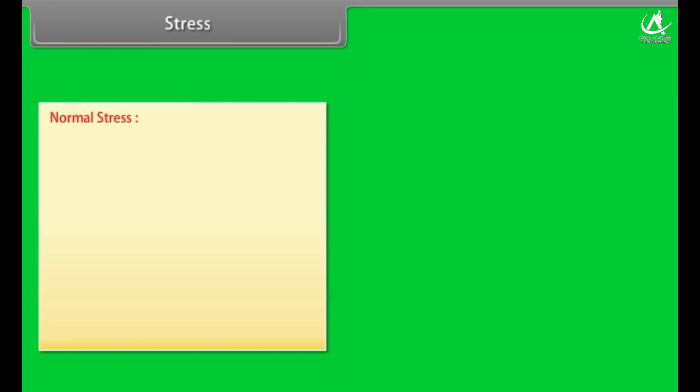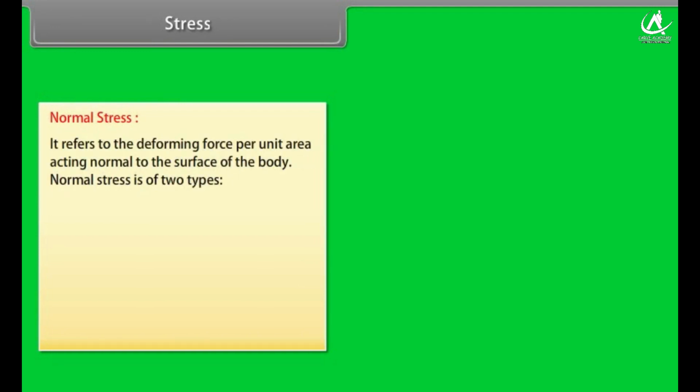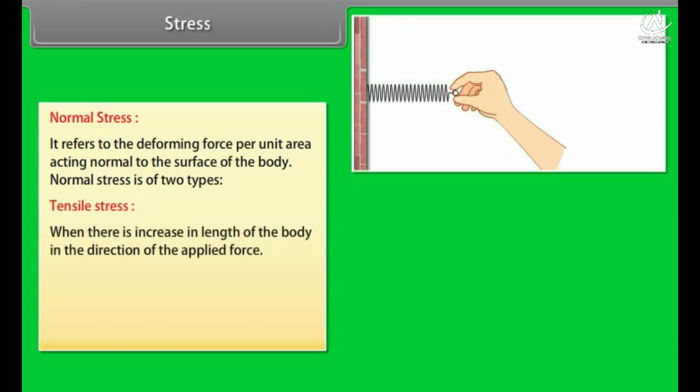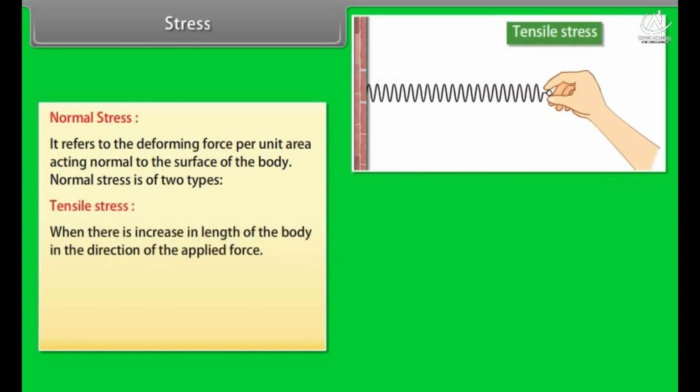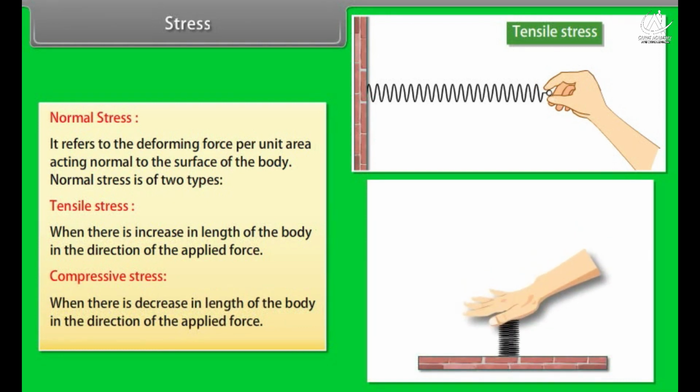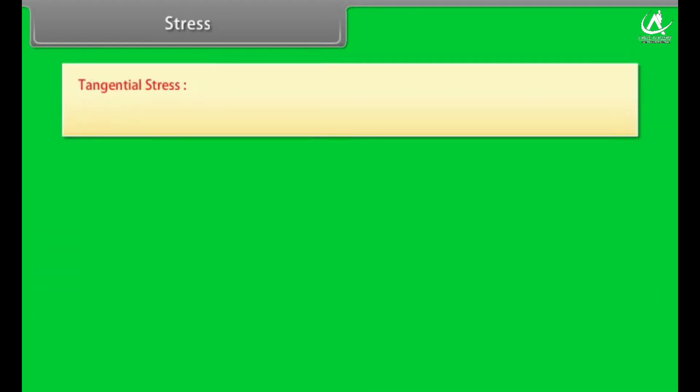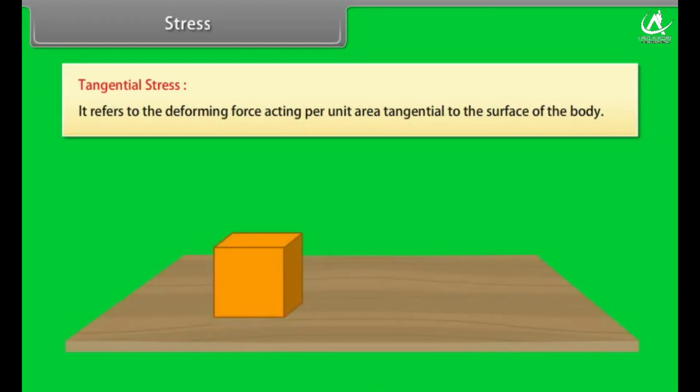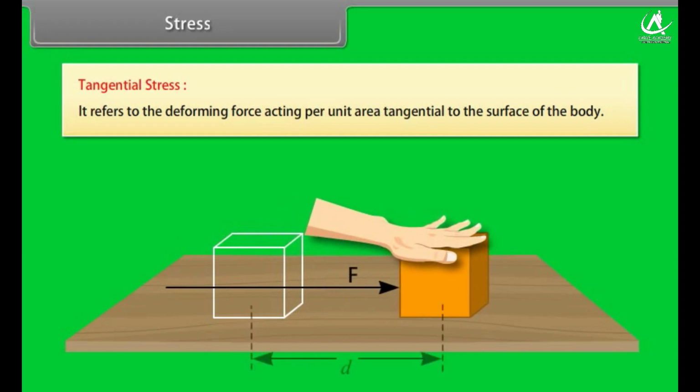Normal stress. It refers to the deforming force per unit area acting normal to the surface of the body. Normal stress is of two types: tensile stress, when there is increase in length of the body in the direction of the applied force; compressive stress, when there is a decrease in length of the body in the direction of the applied force. Tangential stress. It refers to the deforming force acting per unit area tangential to the surface of the body.